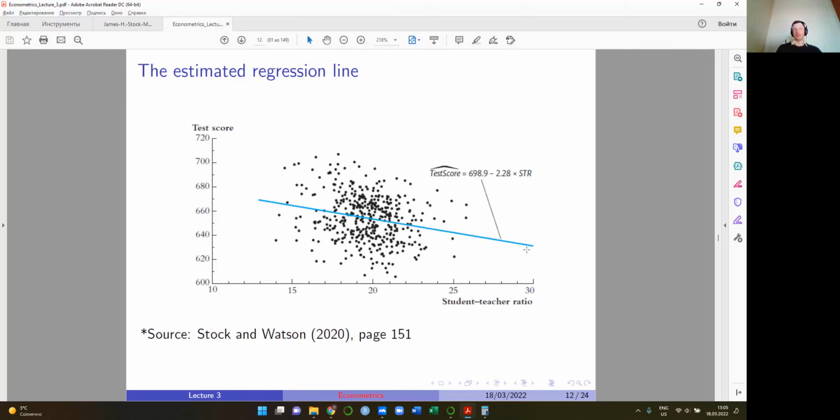Okay, so this is the visual representation of our results. This is what we have estimated. Now, because we are only in the middle of the slide, I would rather continue.